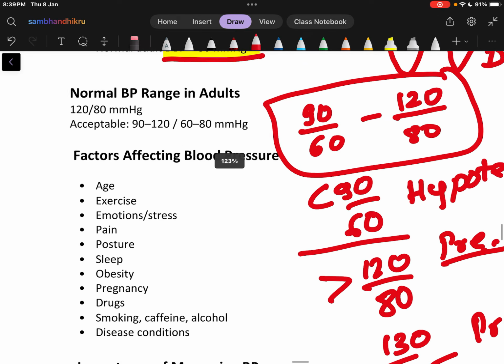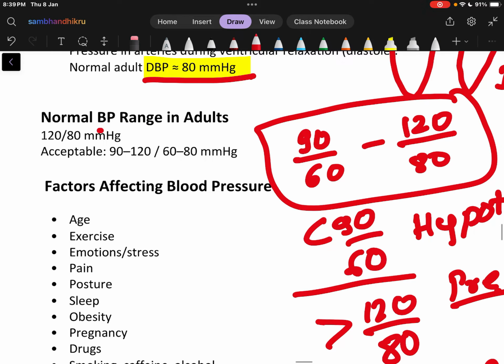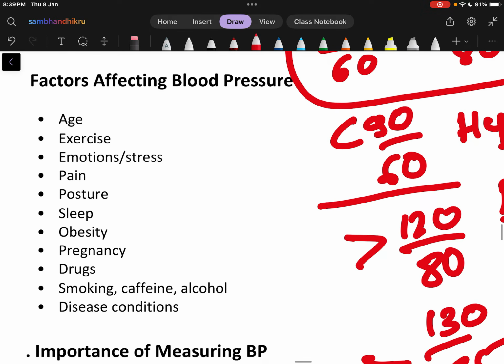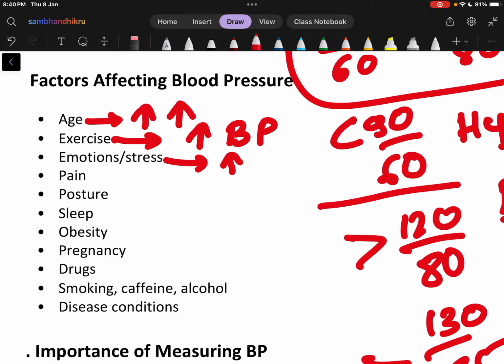Now we understood everything about the normal BP range and abnormal BP range also. What are the factors that affect blood pressure? This may be asked as a question in your exam. As age increases, the BP also increases, and the pulse rate also increases. You should remember that. Exercise increases the BP, emotions also increase the BP, and pain also increases the BP.